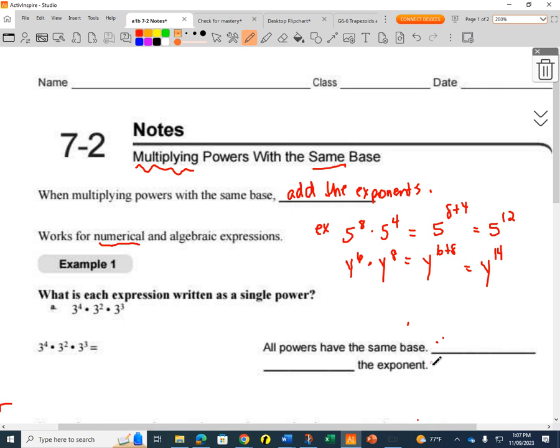We're going to go with, all powers have the same base, so we're going to add the exponents. And we're going to put an S on that. We don't need that blank. So this would be 3 to the 4th plus the 2nd plus the 3rd. If these were negatives, it doesn't matter.